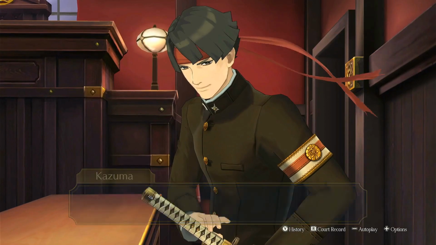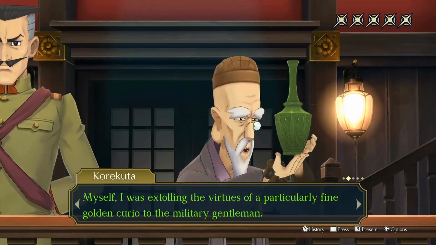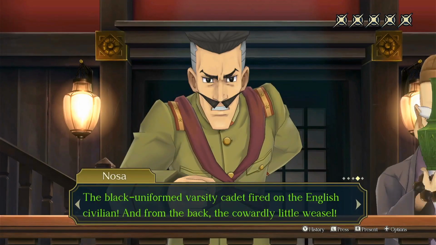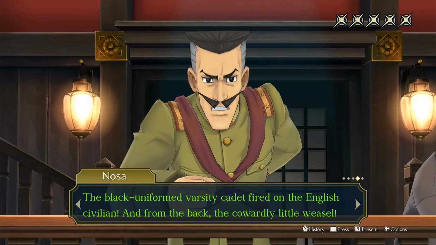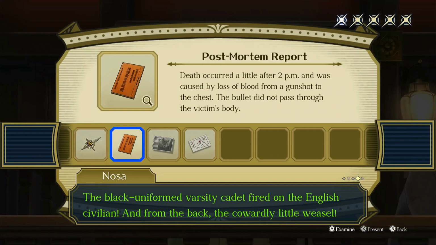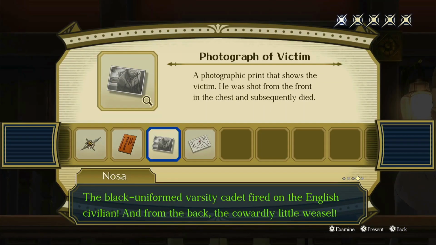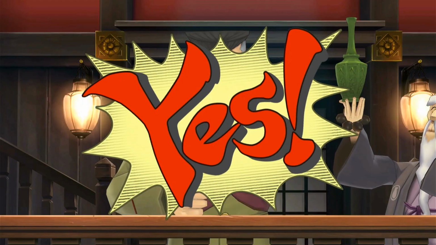Good luck, partner. Alright, so we already know what we're looking for here. First off is the fact that he said the black uniformed varsity cadet fired on an English civilian from the back, which is odd because if you look at the post-mortem report, the bullet did not pass through the body, and if we look at the photograph, that is clearly a bullet wound from the front. So, yes.